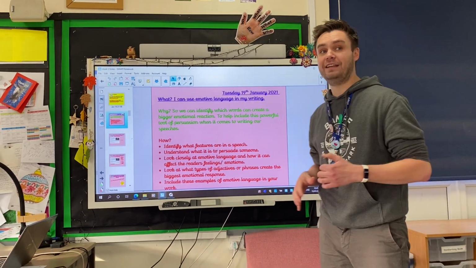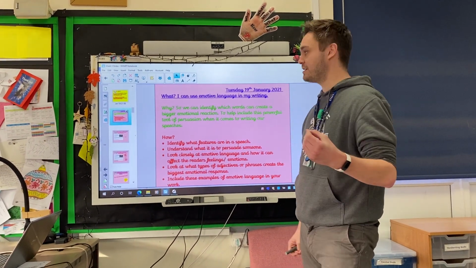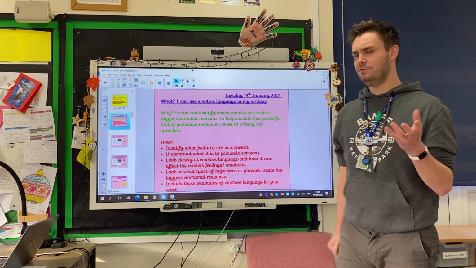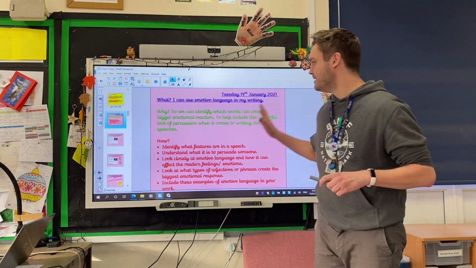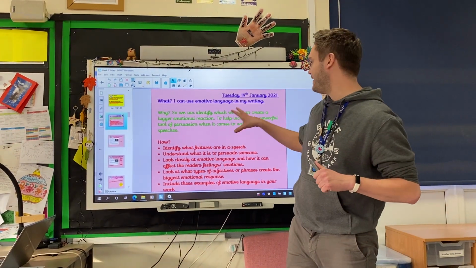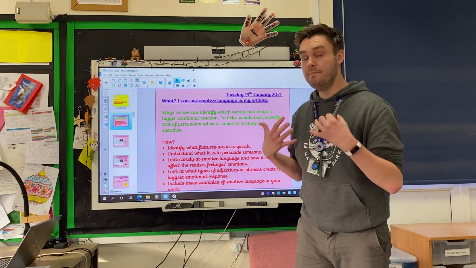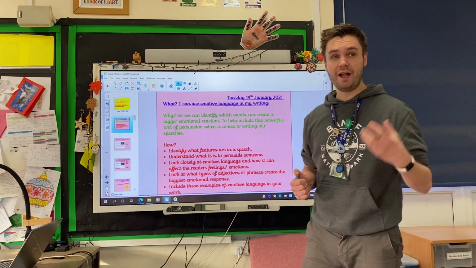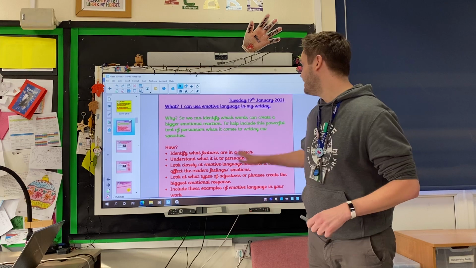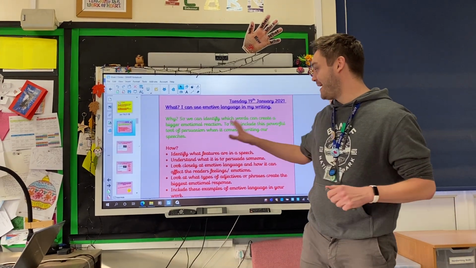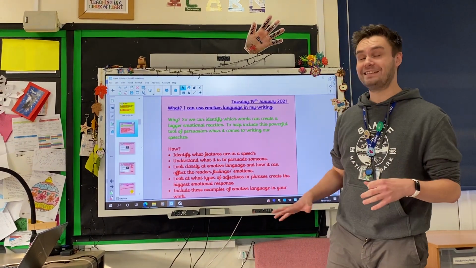So today we're going to be looking at emotive language. It's something you may go, oh, what do you mean by that, Mr. Bull? Well, thankfully these slides are here to help you talk through that. So we're doing this today so you can identify which words can create a bigger emotional reaction when you are writing, or particularly in your speech. It's to help us include this powerful tool of persuasion when it comes to actually writing our speech.